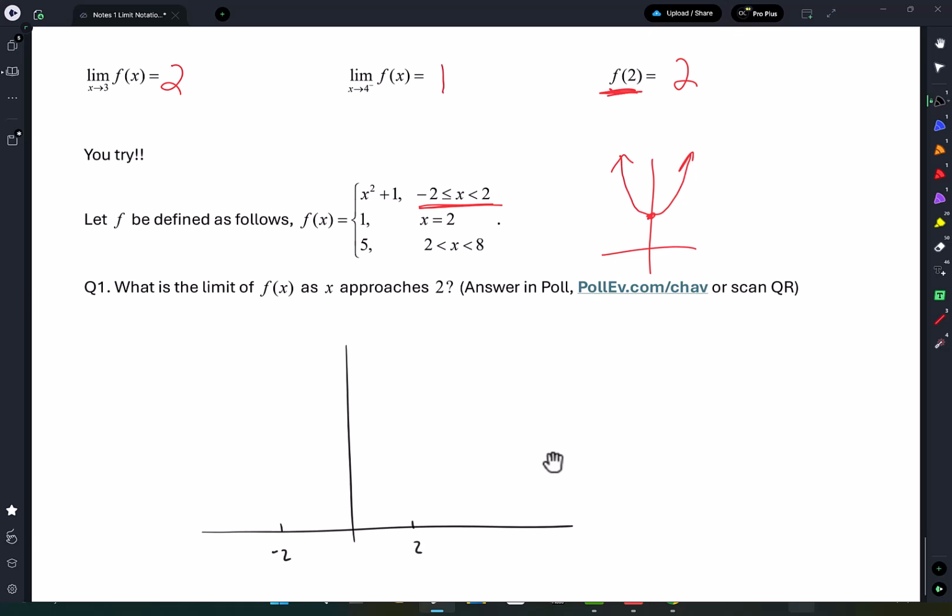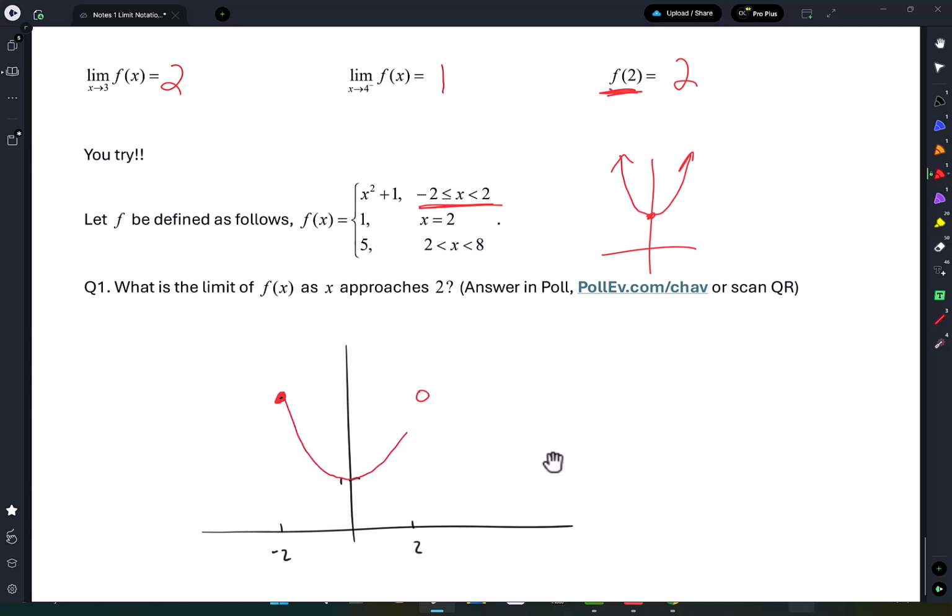Here's 2. And -2 squared is 4, 4 plus 1 is 5. So here's 1, and here's 5. That's a closed circle. At 2, it's an open circle. So it looks like this.